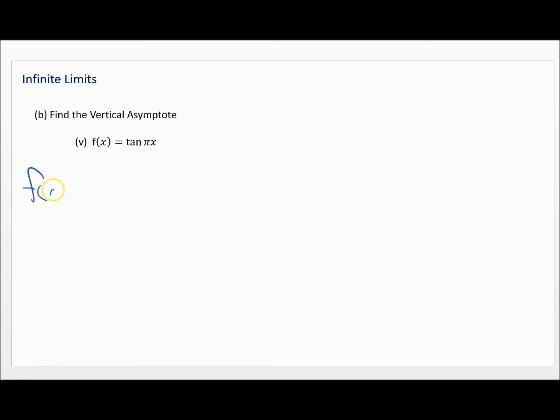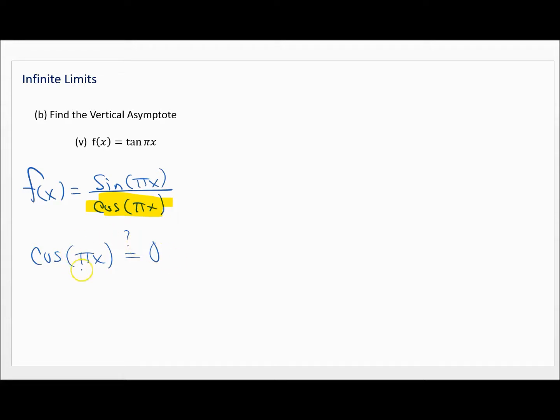So f of x is equivalent, tangent of pi x is the same as the sine of pi x, I always like to put parentheses around my argument and my trig function, divided by the cosine of pi x. Okay, it does have a denominator. You see it right there. So what I'm trying to do is find out where the cosine of pi x is equal to 0. That's the question.